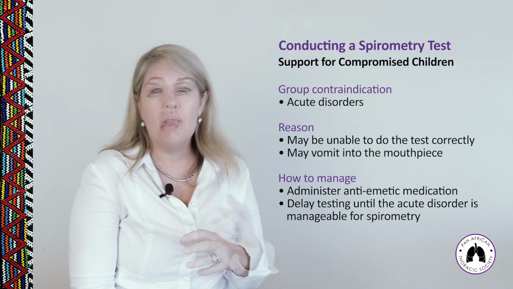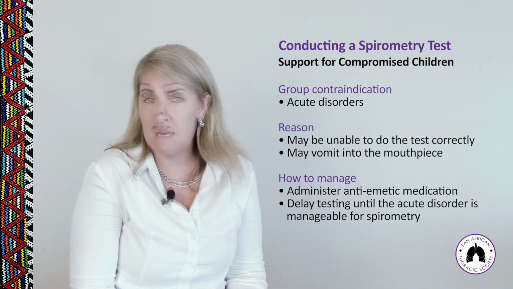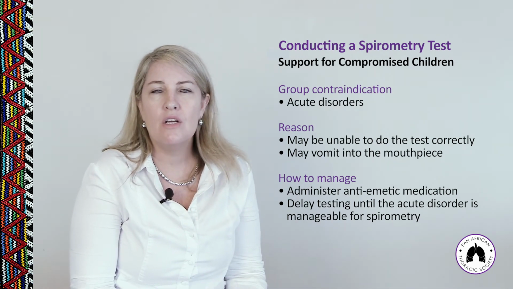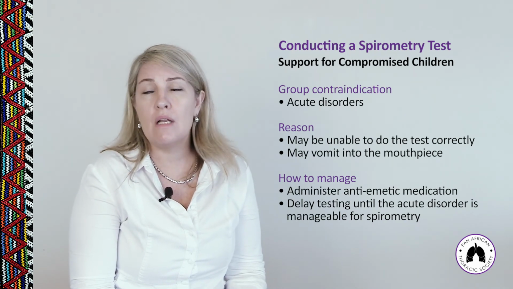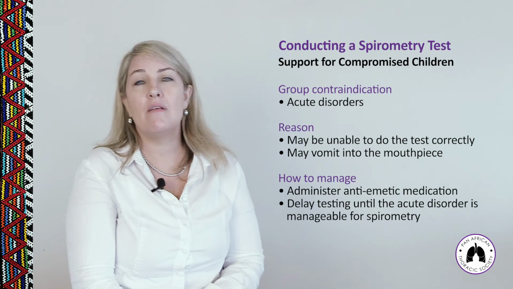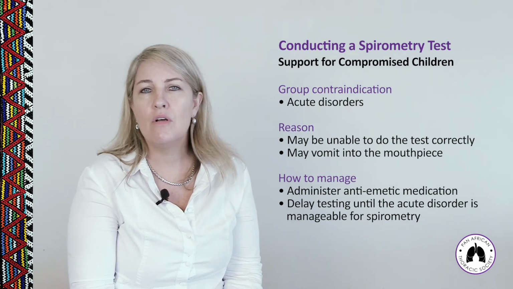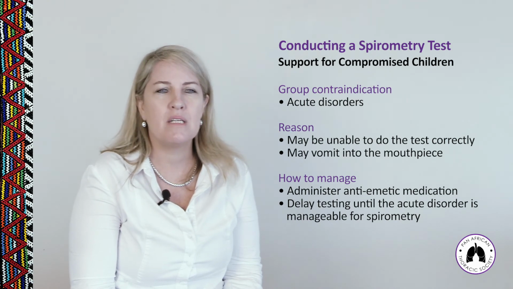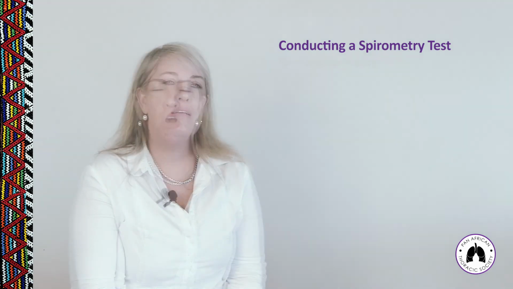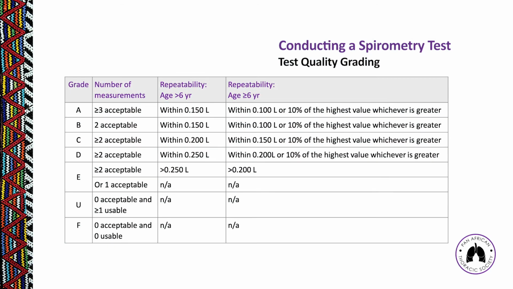A child could also have nausea and vomiting and may be unable to conduct the test because of that. So you could administer an antiemetic medication, or you could delay the testing until the child is through the acute part of whatever it is and is manageable for spirometry. You don't want them to vomit into the mouthpiece. Let's have a look at the test quality grading table.